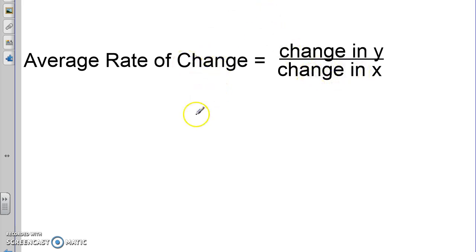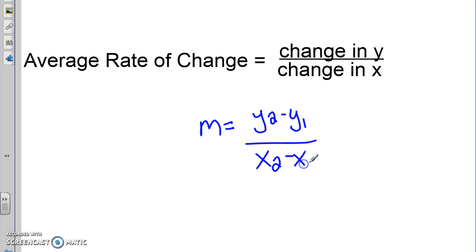Usually, probably the way that you've seen this written is not written out this way. You've probably seen it like this: m equals y2 minus y1 over x2 minus x1. This is called the slope formula. It means the same thing. Both of these are the same thing. Also, something that means the exact same thing is delta y over delta x. Those are Greek symbols. Delta is just like a little triangle, but again, it means the exact same thing. Okay, so definitely pause the video and write those down real quick.